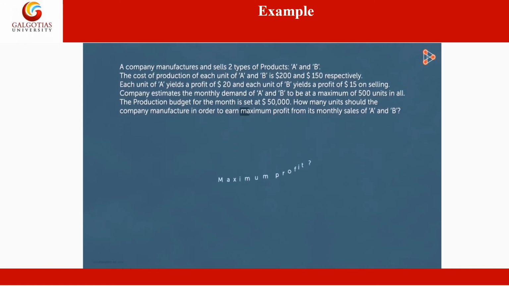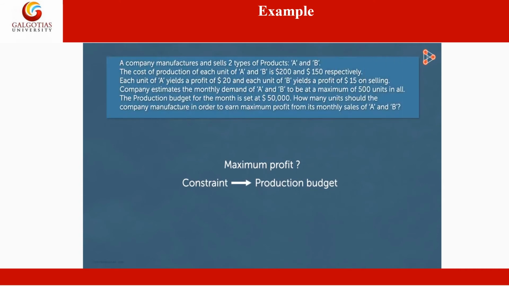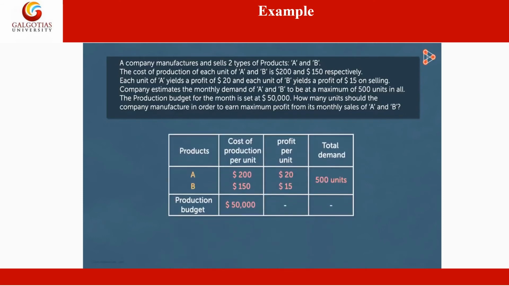We have to find the maximum profit the company can earn with the constraint. The constraint here is the production budget. But how do we approach this problem now? First, let's try to represent this problem in a tabular form. Can you give it a try? Here it is. Go through it well.